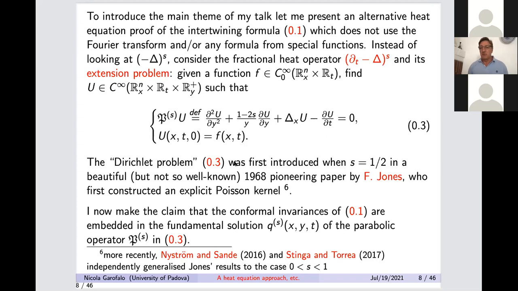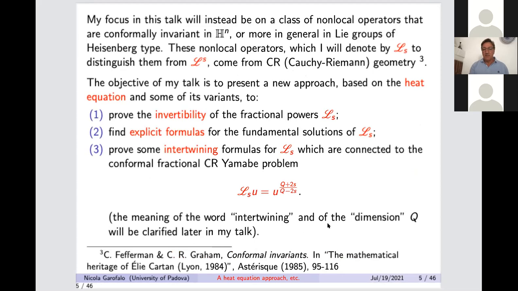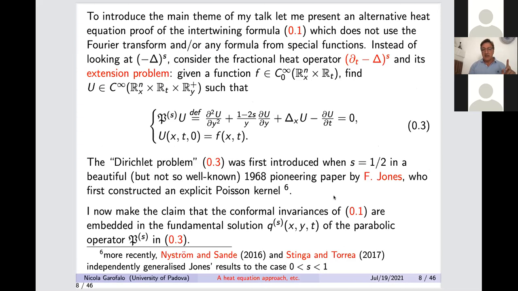So I now make the claim that the conformal invariances hidden in this formula 0-1 are in fact contained or embedded in the fundamental solution of the differential operator appearing in this formula here. So let me show you how.